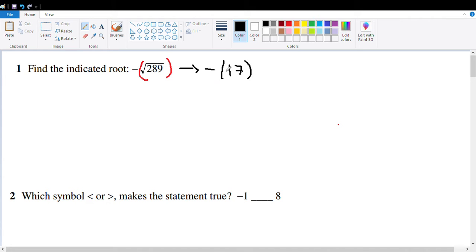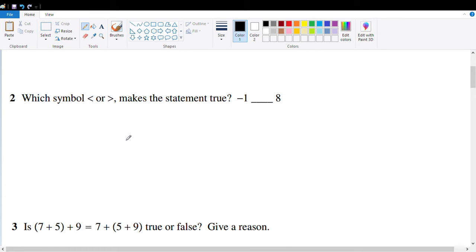Now what the negative does is it turns the answer we get from the square root into a negative. So our final answer is negative 17. So let's move on to the next problem.